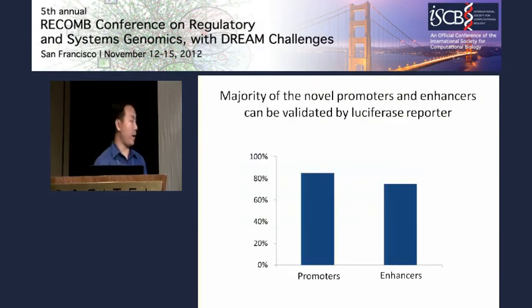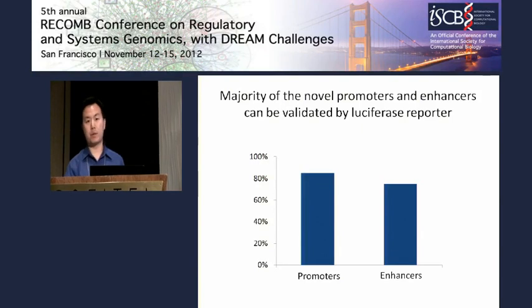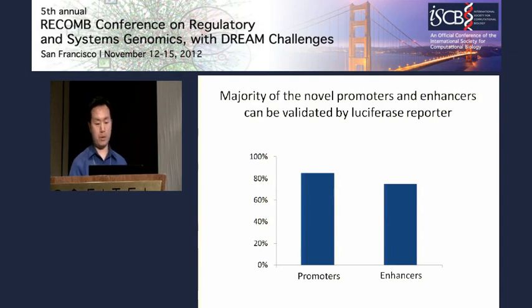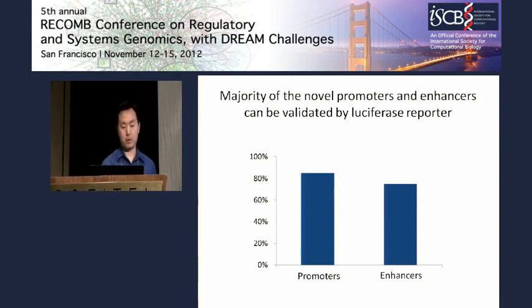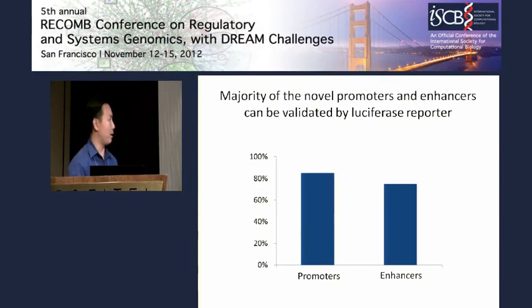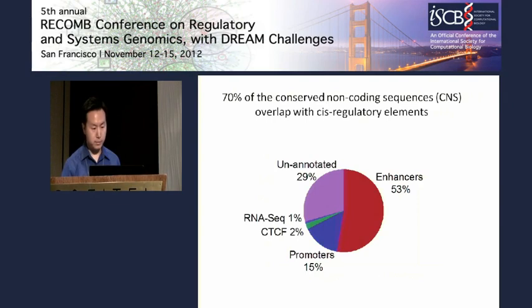Next, to determine the accuracy of our promoter and enhancer predictions based on chromatin features, we performed some experiments. We randomly chose 65 promoters and 8 random enhancer sequences, and we performed the luciferase reporter assay. We were very pleased to see that over 85% of the promoters and 75% of enhancers show strong and significant promoter activity or enhancer activity, supporting their role as promoters or enhancers.